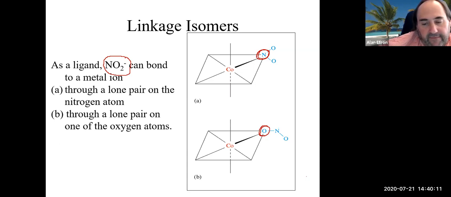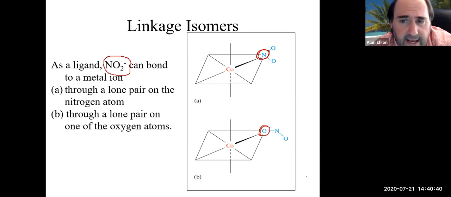So again, if you took an accounting of everything that is there, they would all have the exact same numbers of elements. But what's making the difference here is the actual atom that is attaching to the cobalt in this case. And again, that's why this is what is referred to as a linkage isomer. Again, having that different linkage point, even in the same ligand. So both the same ligand, but they have that different linkage point.